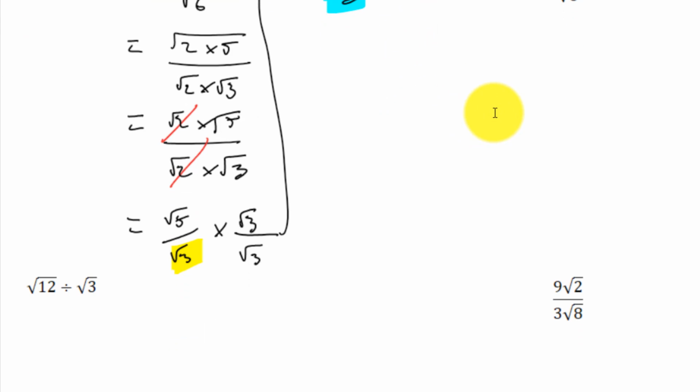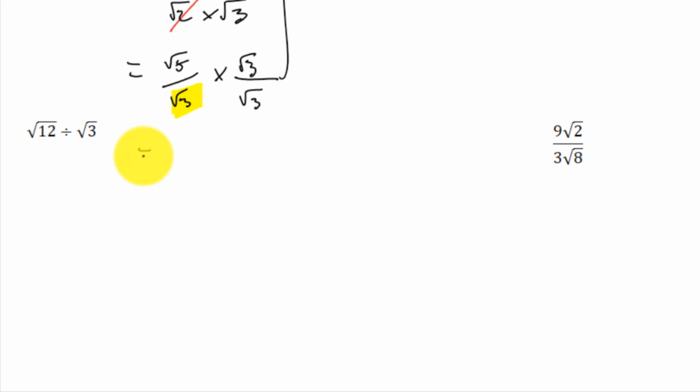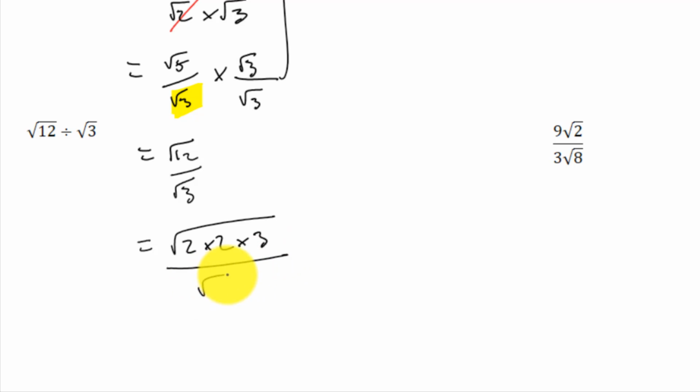Okay, let's have a look at the square root of 12 divided by the square root of 3. So we have the square root of 12 divided by the square root of 3. Now, square root of 12 is just equal to square root of 2 times square root of 2 times 3, when you do your prime factorization. And we've got square root of 3 on the bottom.